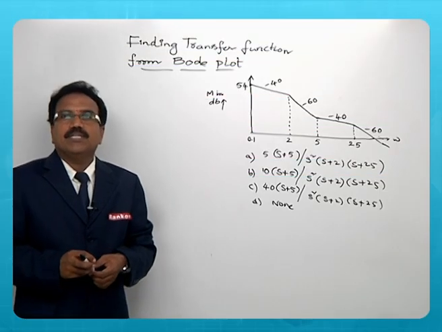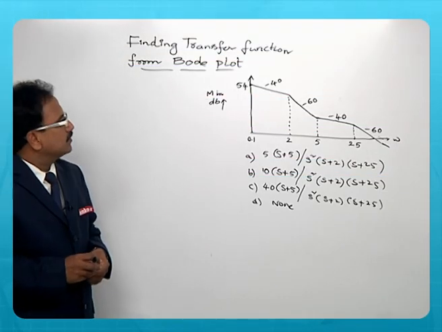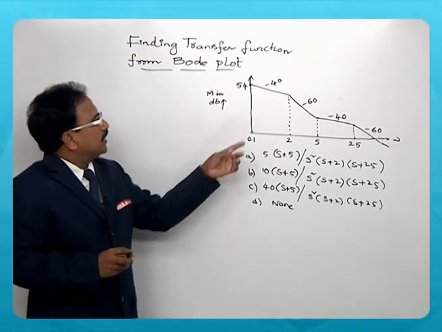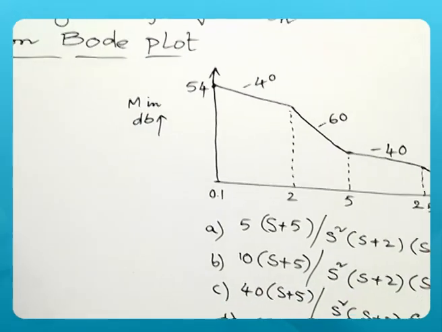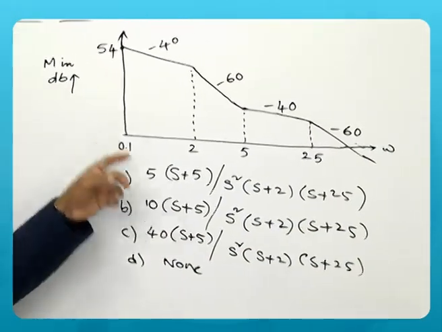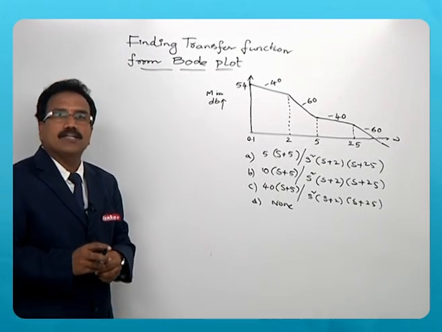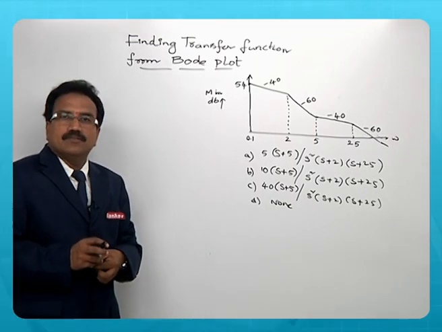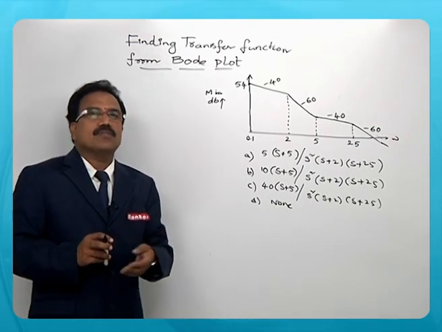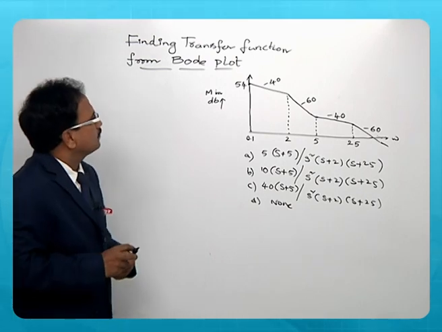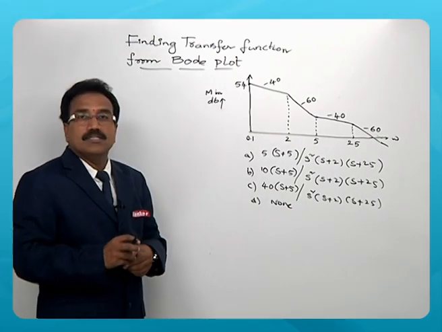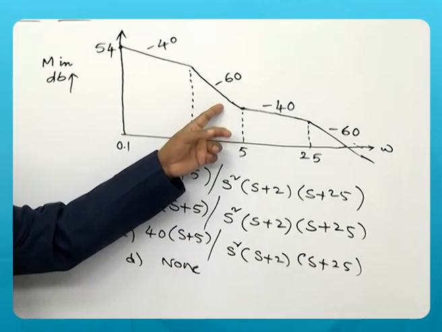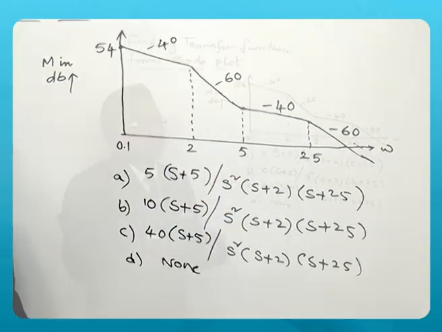How to obtain a transfer function when a Bode plot is given. You can look at the plot. It is drawn between magnitude in decibels on the y-axis and frequency on a log scale on the x-axis. This plot is actually known as an asymptotic plot or approximate magnitude plot, and you can see the variations in the slope. It starts from a slope of minus 40, then minus 60, and then minus 40, and then minus 60.